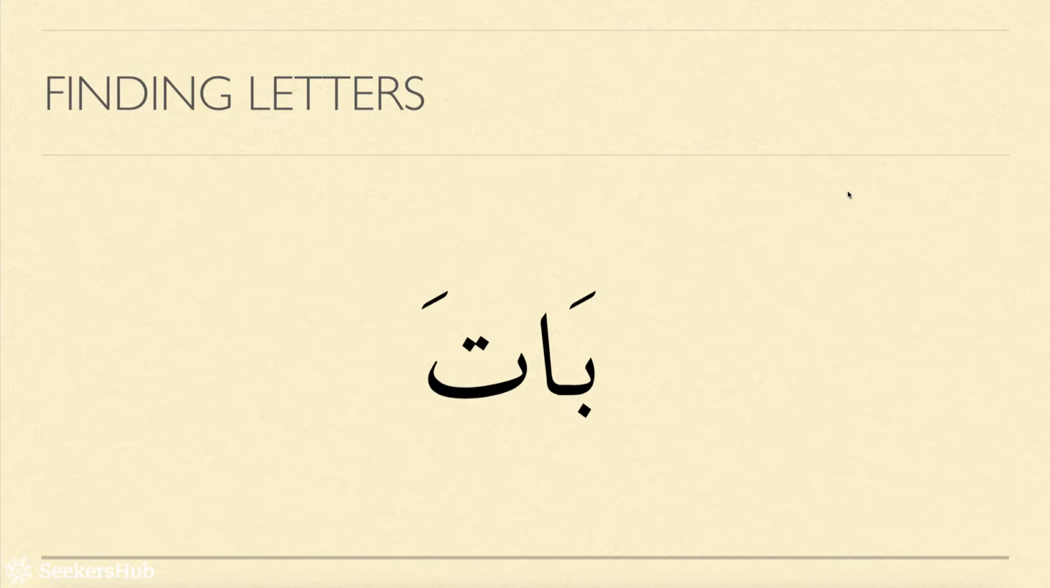Bata, he spent the night. Bata sajidan, for example, he spent the night in prostration. So this is a ba, exactly the same beginning. Ba with 1 dot underneath, a fatha on it, followed by an alif. So this is ba. And then we notice there's 2 dots here. So this is ta. So this is bata.